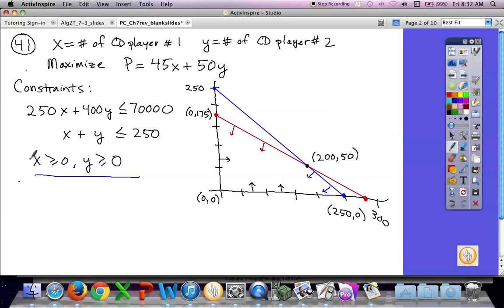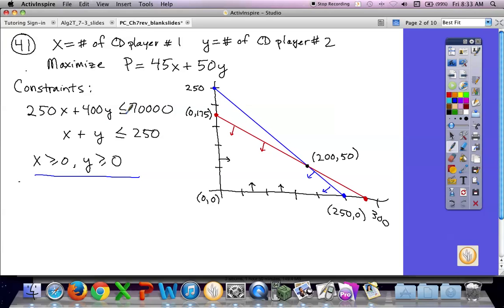I've already graphed these two equations. Remember that you can just graph these by doing intercepts. 250x equals 70,000. Divide 70,000 by 250, and that was 280. Then you divide 70,000 by 400 to get the y-intercept, which was 175. Draw a line. It was shaded on the origin side because it's a less than: 0 plus 0 is less than 70,000.